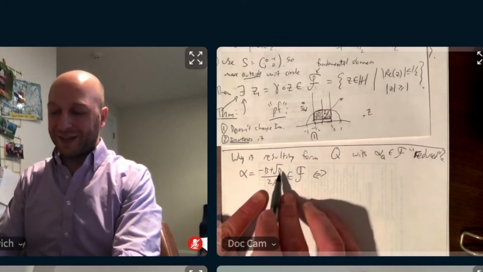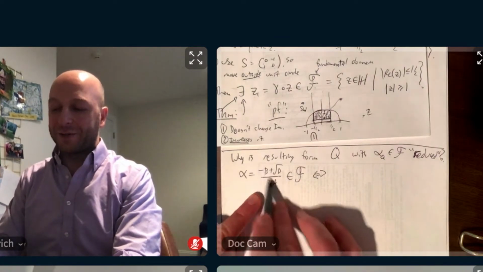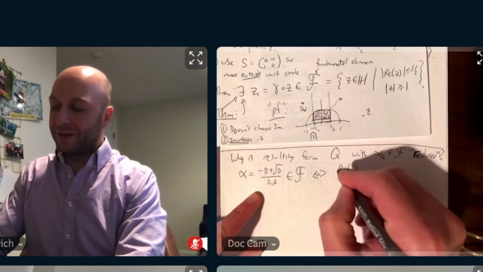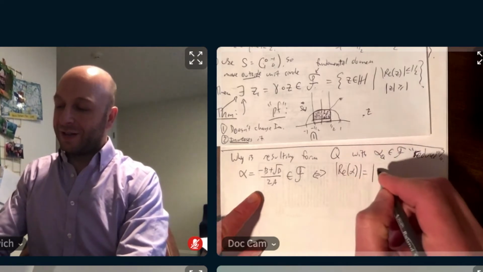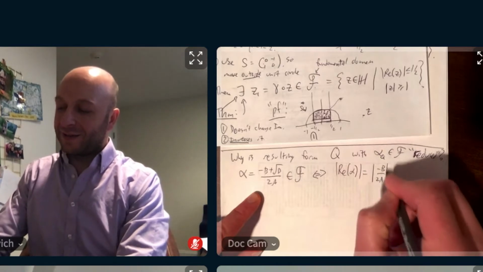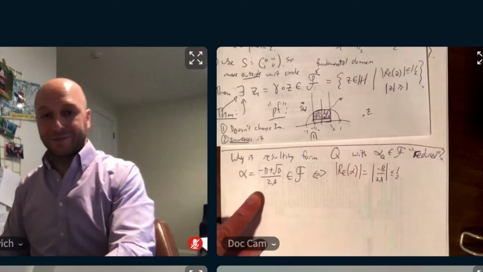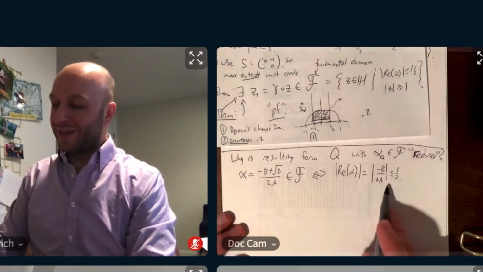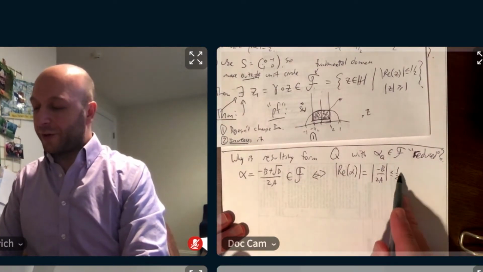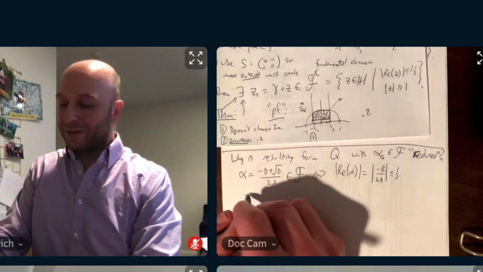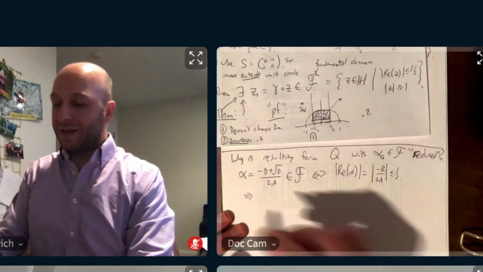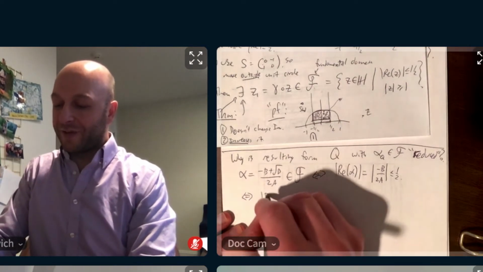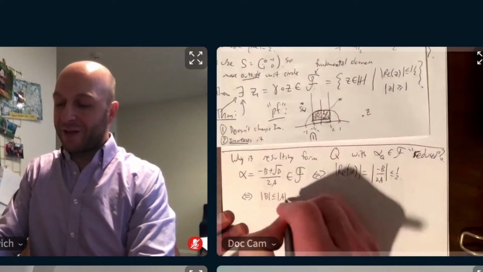Exactly. D is imaginary, so the real part is right here. So the real part of alpha, also known as negative b over 2a, has to be less than a half. Okay. So, what have we learned? That means that I guess it's if and only if the absolute value of b is less than or equal to the absolute value of a.